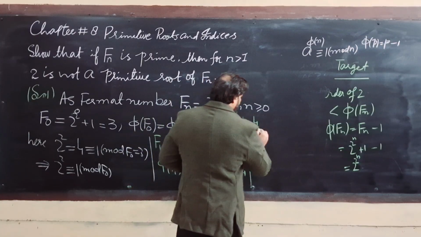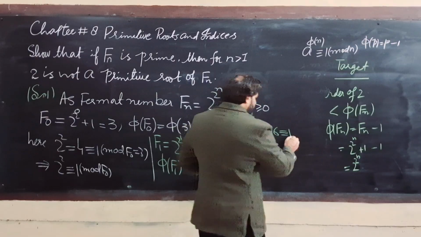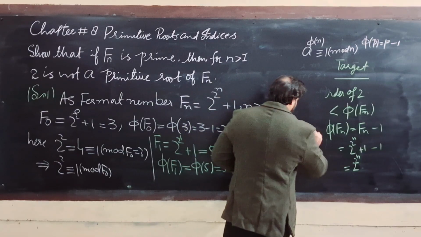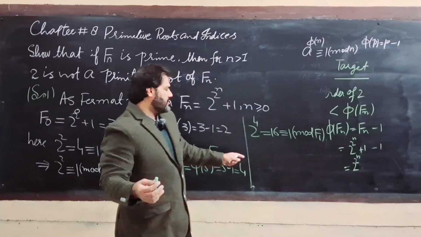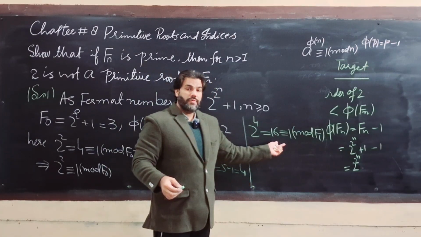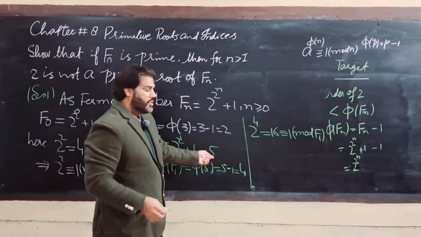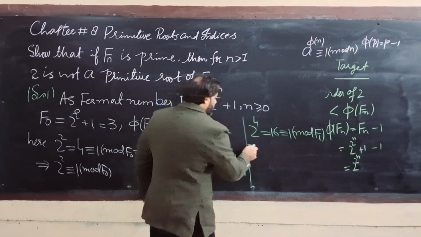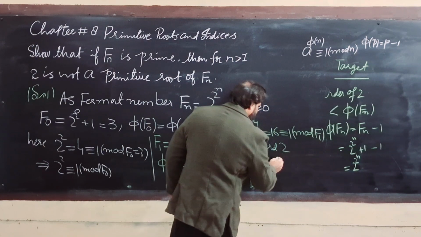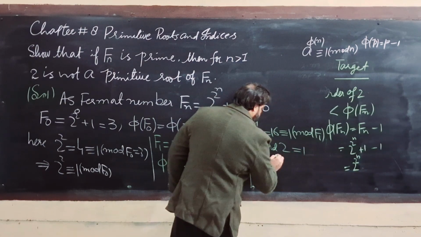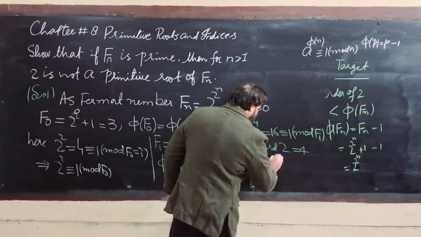2 raised to power 4 is equal to 16, and this is clearly congruent to 1 modulo F1. What is F1? My F1 is 5. Again, you can check that the difference of 16 and 1, which is 15, is divisible by F1, which is 5 here. This shows that the order of 2 is equal to 4 modulo F1.